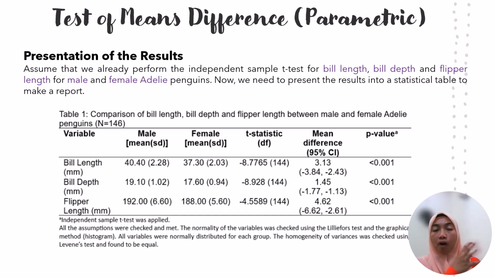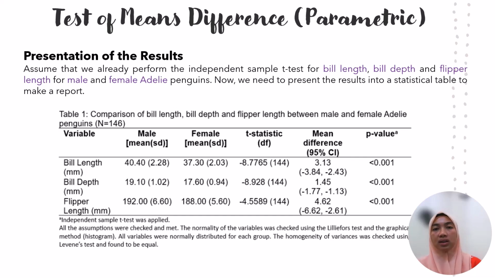From the R syntax and R output, you need to present your result. So how do we present the result? Based on Table 1 here, assume that we already performed the independent sample t-test for bill length, bill depth, and flipper length for male and female Adelie penguins. Now we need to present the result in a statistical table. You need to make it a report. So this is the result.